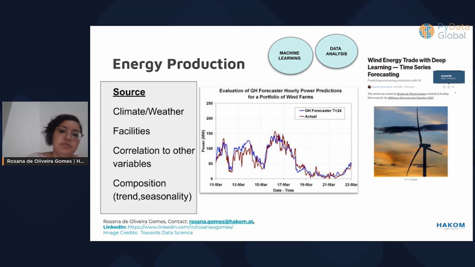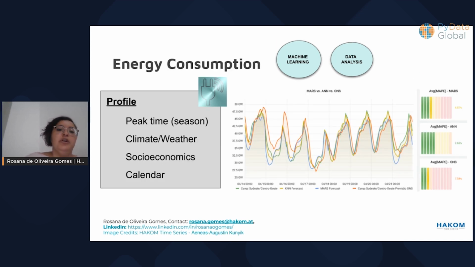And here I'm just mentioning that you can use techniques such as machine learning and data analysis to understand a bit better how you can predict those energy productions. Here is an example of wind, but of course you can apply this for solar, you can apply this for hydro, and also to fossil fuel related variables as well.